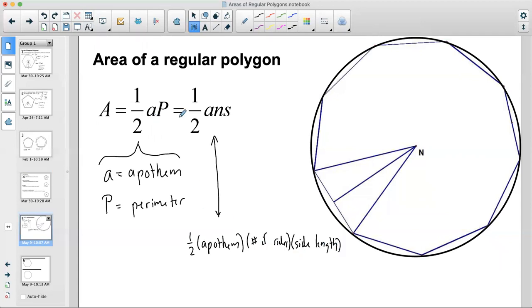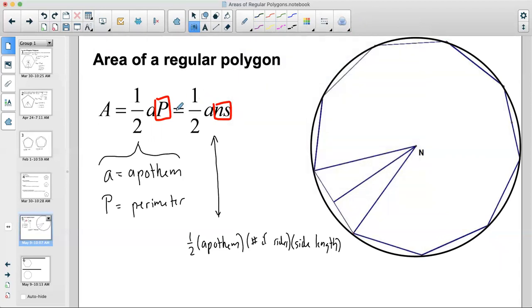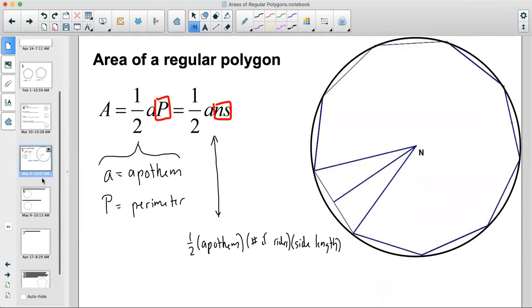If you think for a minute about the difference between these, this one has a P here and this one has an NS here. You should ask yourself if P and NS are the same. And for a regular polygon, they are. The number of sides times the side length gives you the total distance around, which is what the perimeter is. So these are the same formula. You can derive this by thinking about the triangles, but we don't have to worry about that. I sometimes use this 1/2 AP. That happens pretty regularly, so I wanted you guys to see this before I did.